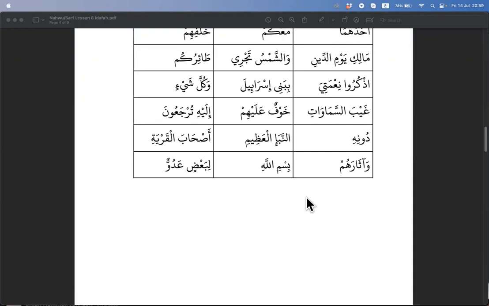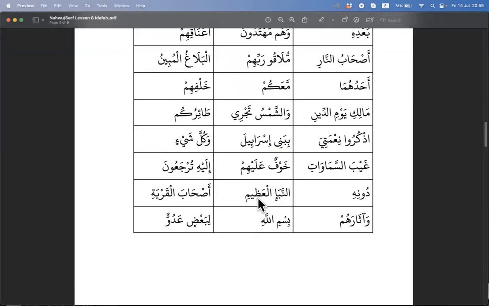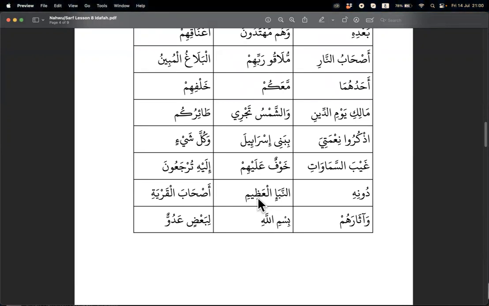So that day we did Idafah, right? Can we recap what are the rules of Idafah? So the mudaf has to be light and have no alif lam. Good. And then the mudaf ilahi has to be jar.